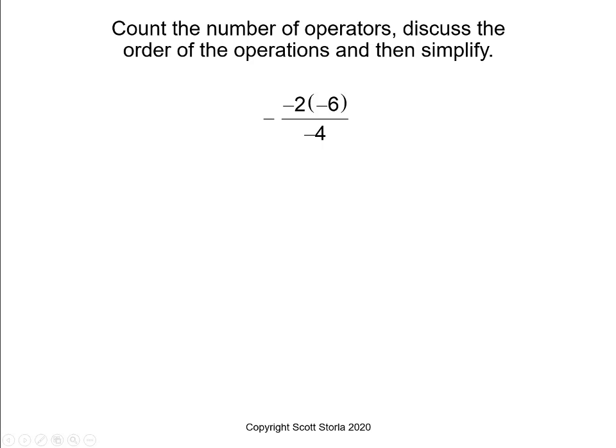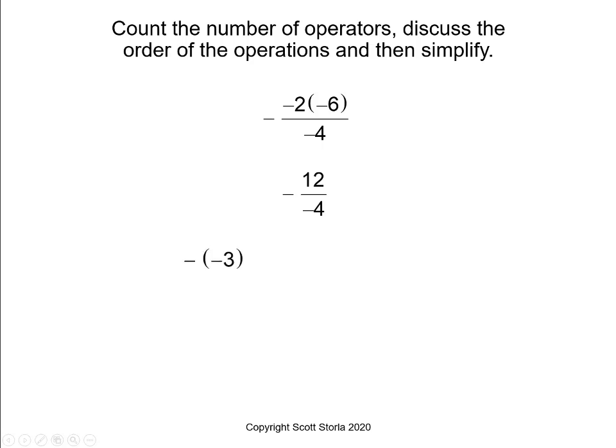Here's another. In this case, I have 1, 2, and sometimes if you want to think of this as a factor of -1, you might think of 3 operators. Again, I'm just going to consider 2 operators, and at the end, I'm going to take its opposite. By order of operations, I'm going to multiply in the numerator first. 2 times 6 is 12. Signs are the same, so it's +12. 12 divided by 4 is 3. Signs are different, so it's -3.